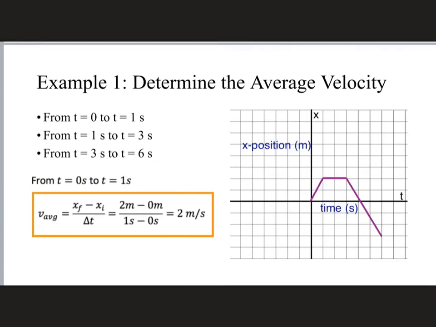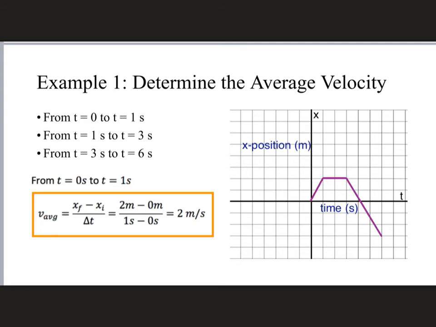So let's look at an example. We have a plot of position. We can see that x is position, and the position is going to be in meters. And then we have versus time, and the time is going to be given in seconds. And this purple graph here shows the motion, the position as it's changing with time. And so it has a positive value, then it is flat, and then it has a negative value.